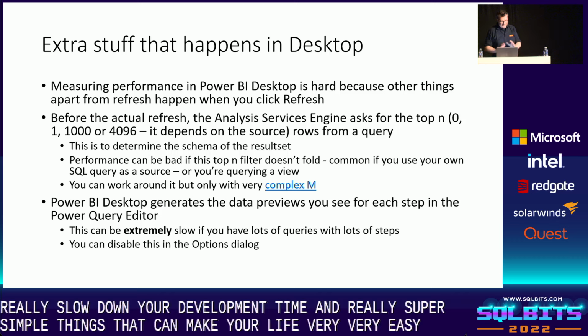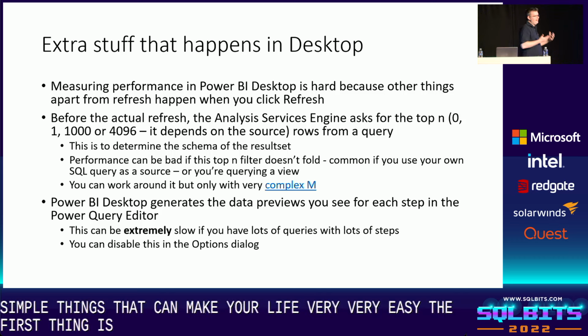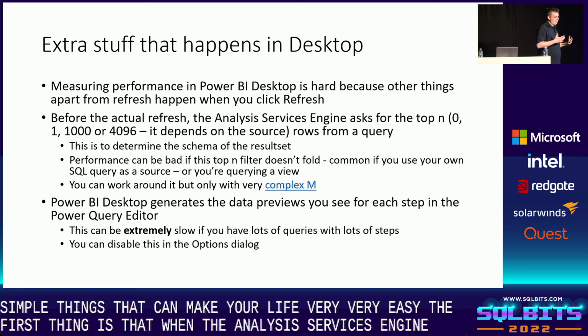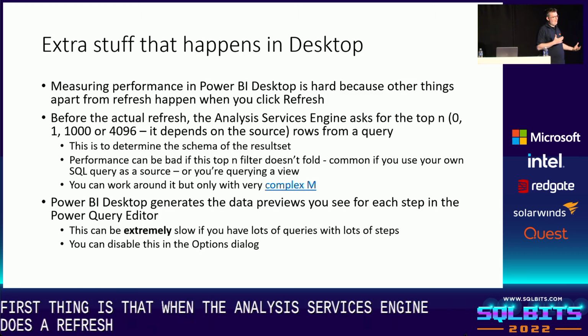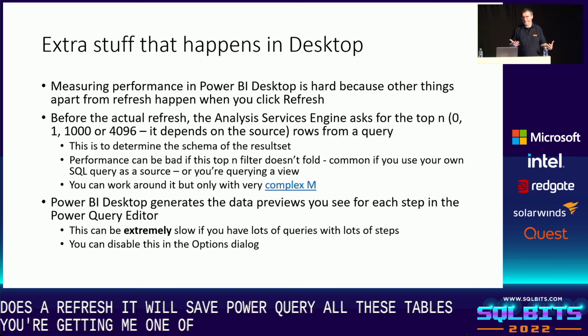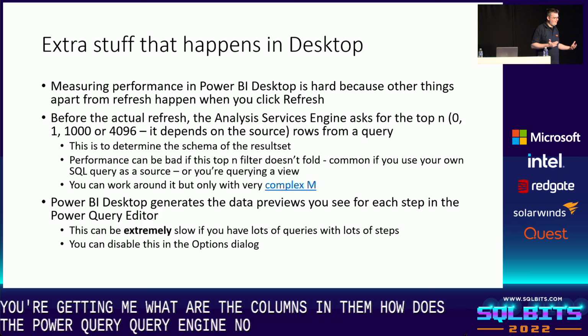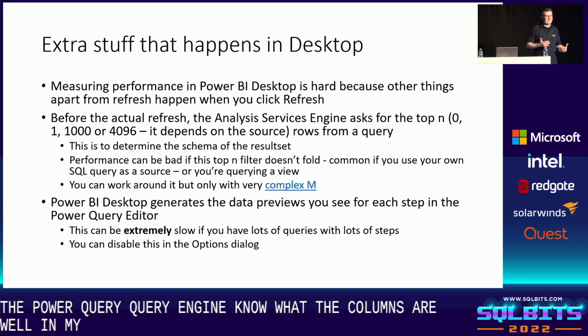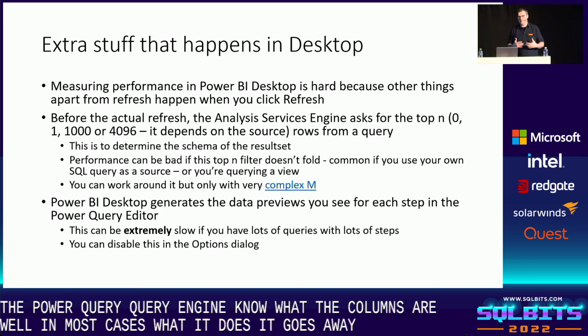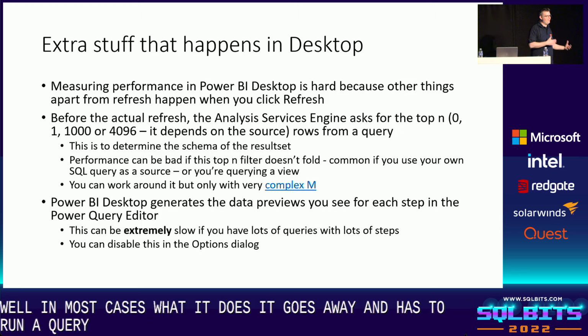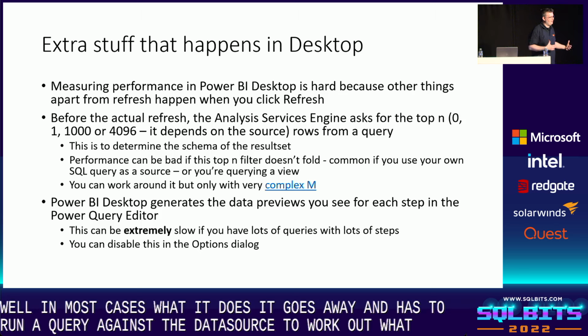The first thing is that when the Analysis Services engine does a refresh, it will say to Power Query, oh, these tables you're giving me, what are the columns in them? How does the Power Query engine know what the columns are? Well, in most cases, what it does is it goes away and has to run a query against the data source to work out what columns are in the table.